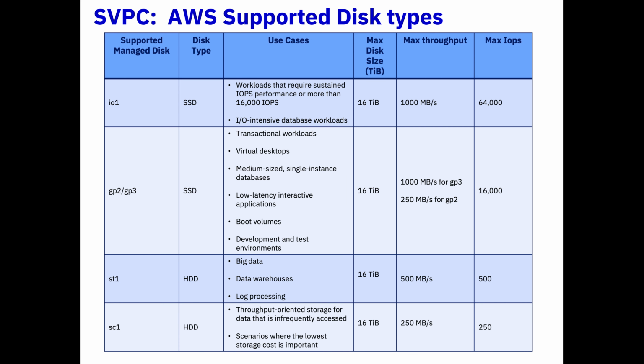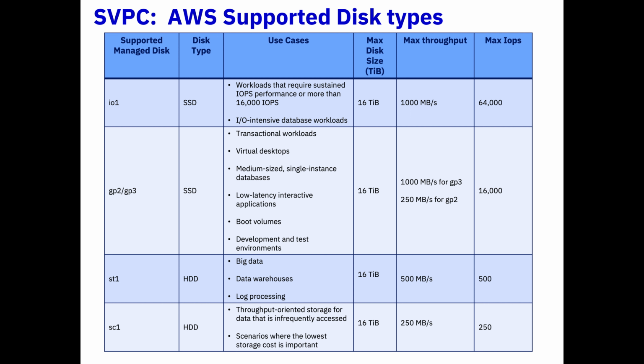Now let's take a look at the AWS supported disk types for the backend. As you can see at the top, IO1 gives up to 64,000 IOPS. Of course, on the slower side, and also the cheaper side, are SC1 disks, which are far less.